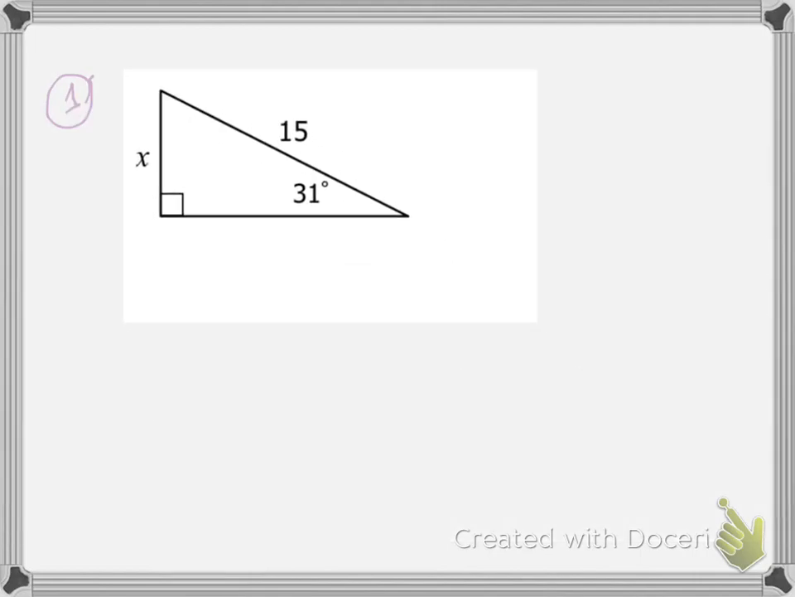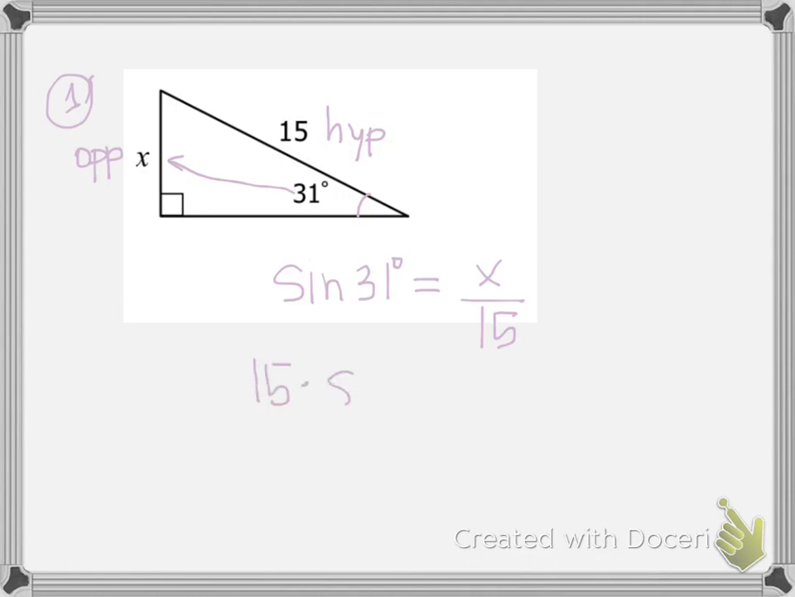Okay, so if I wanted to find my side x here, I know this angle, and I'm looking for the side that is opposite of that angle, and I know my hypotenuse side. So that is sine, so I would say sine of 31 is going to be equal to x over your hypotenuse, which is 15. Make sure your calculator is in degree mode, so then you're going to say 15 times sine of 31. So x is going to be equal to 7.7. Okay, let's do another one.